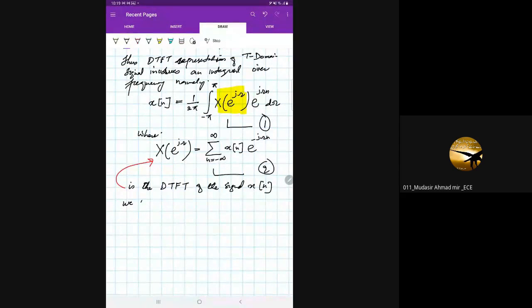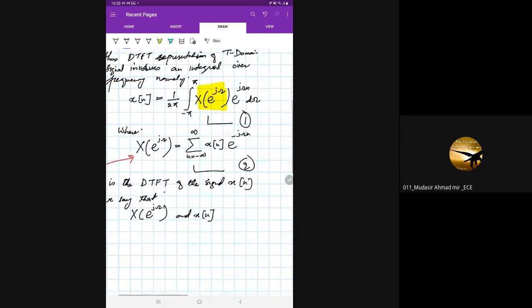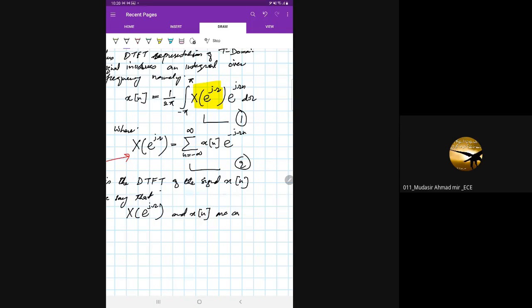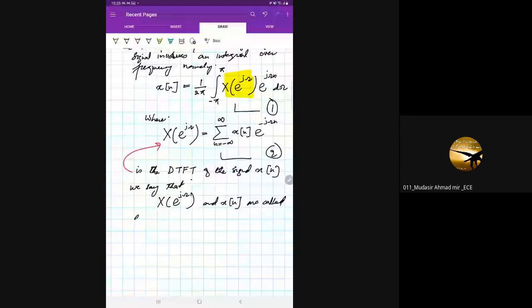And we generally say that x of e raised power j omega is a signal which is defined in frequency domain, and x of n is a signal which is defined in time domain. These are two different terms. These two are called a discrete time Fourier transform pair.